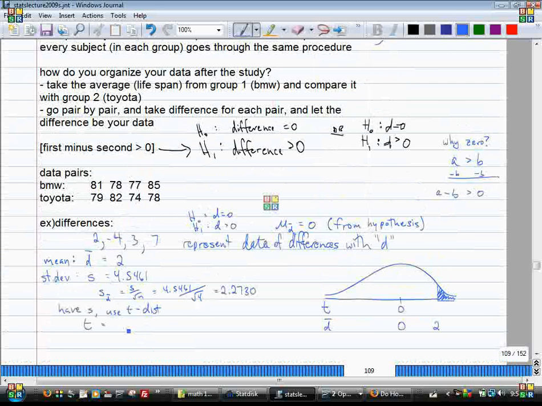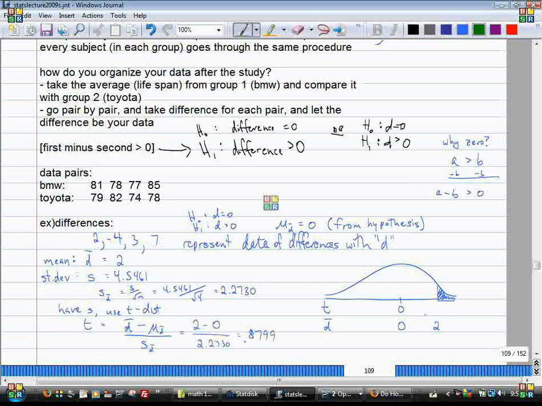Okay, so it's exactly what you just said. It's d bar minus mu for d bar, divided by s for d bar. Alright, so our d bar was 2, our mu for d bar from the hypothesis is 0, divided by 2.2730. And you work that out and you get 0.8799.